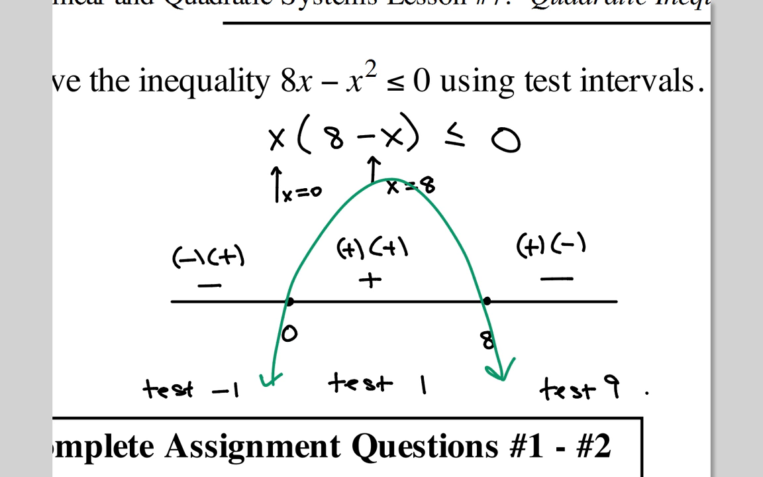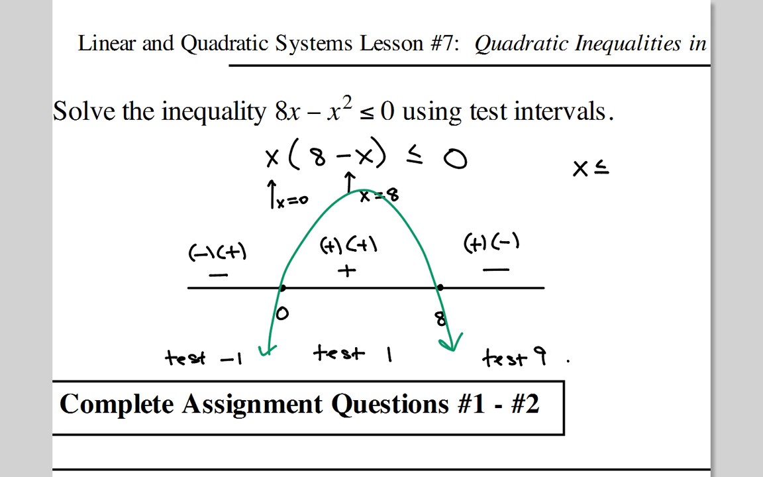Okay, now we've got to answer the question. What's the question saying? Where is the function less than or equal to 0? Okay, on this interval where it's negative and this interval where it's negative. So how do we write that? x less than or equal to 0 or x greater than or equal to 8. This is what we're looking for. That's the solution.